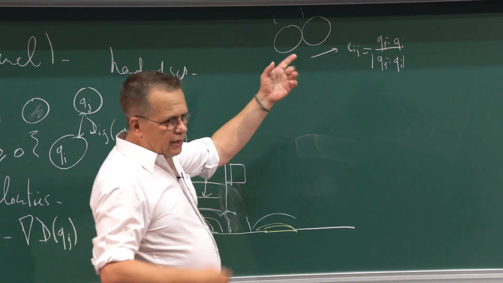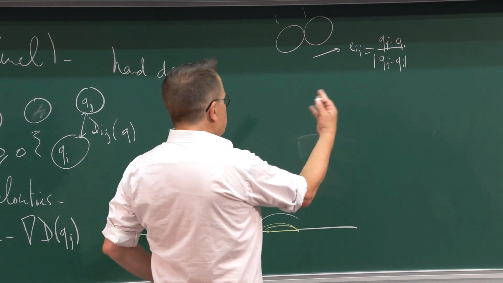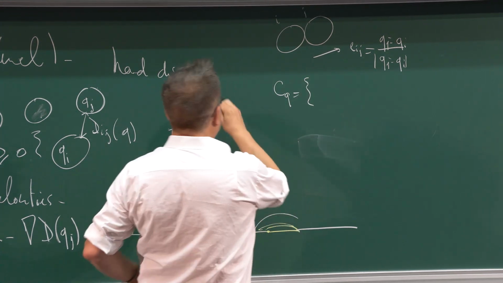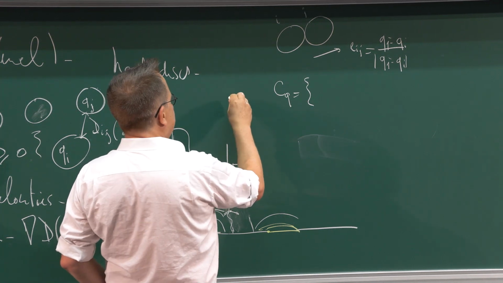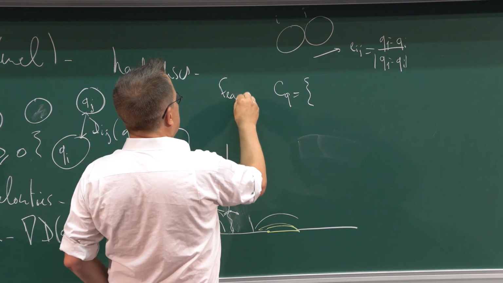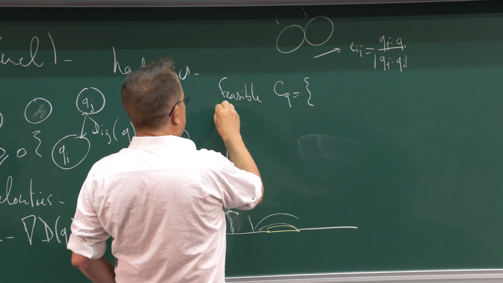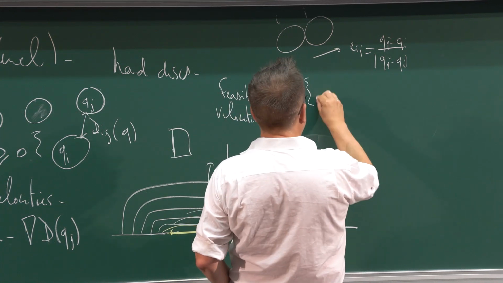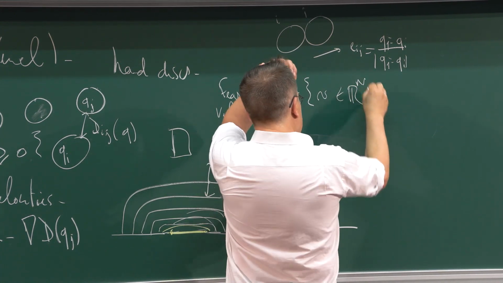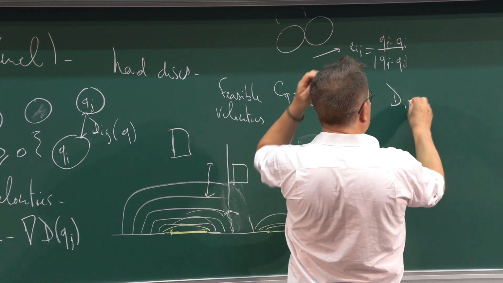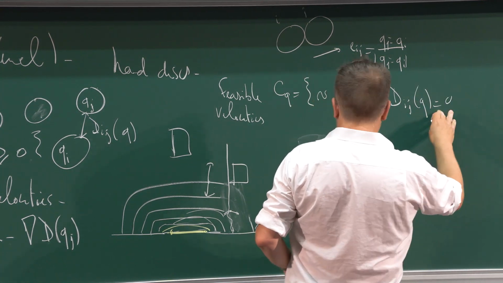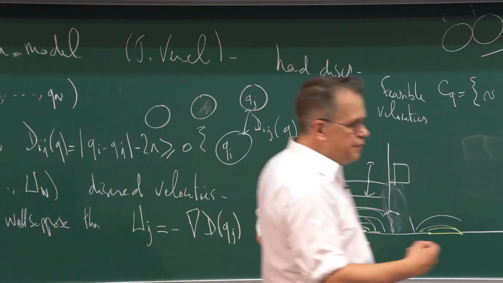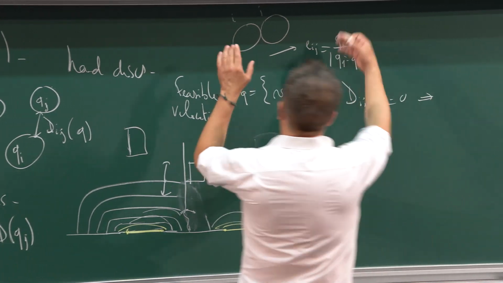And you do not want that to get closer, so you simply write that you have some set of feasible velocities, Cq, that is the set of velocities such that whenever two particles are in contact, meaning that the distance is exactly 0, then I have some condition on the velocity.